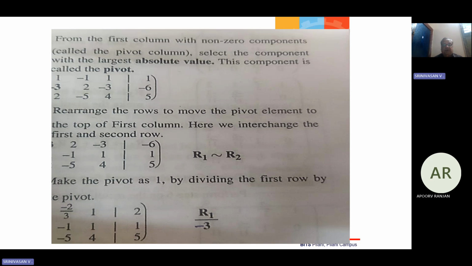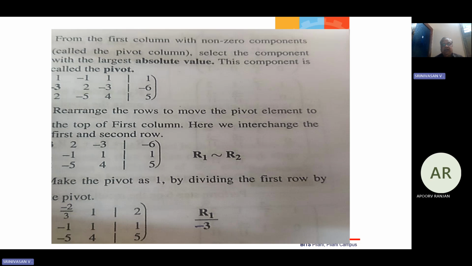Some authors follow this. That is good. So what we do now, we just do the same thing here. So in order to make this pivot, this is the pivot element now. This is your pivot element. This is your pivot.